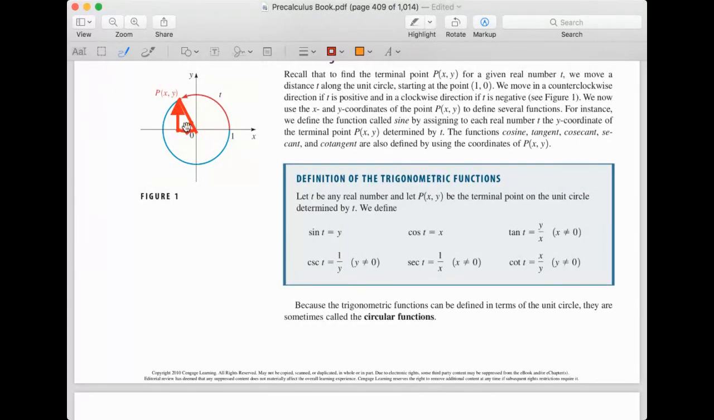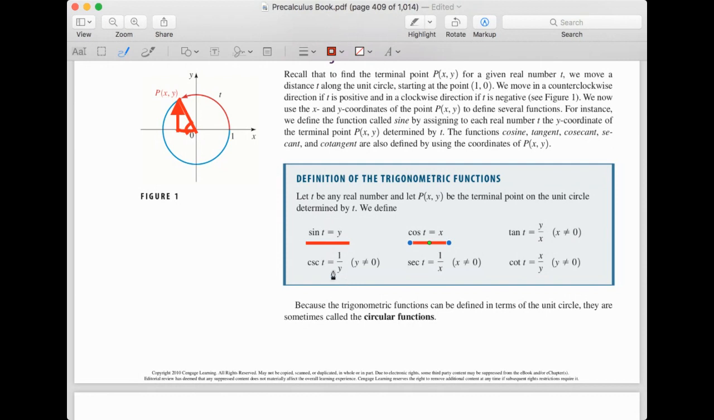So we can say sine t equals the opposite. What's the opposite? The opposite is the y value of this point, divided by the hypotenuse. The hypotenuse is 1, the radius of this unit circle. So that's why here we have sine t equals y. Similarly, we have cosine t equals x, because x divided by 1. And tangent t equals sine t over cosine t, y divided by x, where we restrict x not to be 0, because we cannot divide by 0.